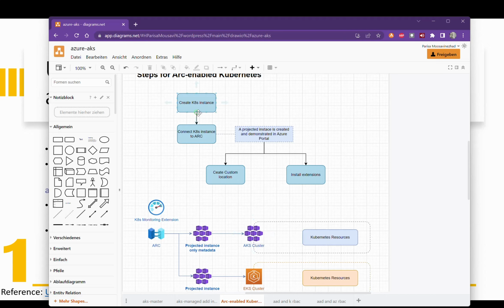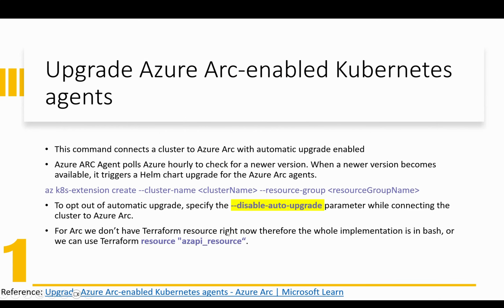In the first step, when I'm connecting the Kubernetes cluster to Azure Arc, the Azure Arc agent will be installed on the cluster as well. I will show you the namespace of Arc on your cluster, and you should keep this agent always upgraded and up to date. Okay, we continue with the slides.